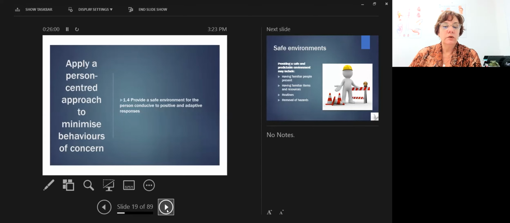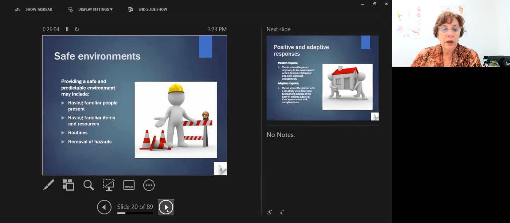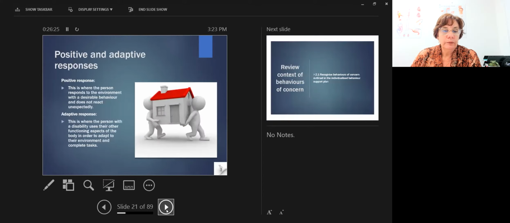So provide a safe environment for your person with cognitive disability, conducive to positive and adaptive responses. Safe environments mean having familiar people around, having familiar items that they are used to. Routines are important, but obviously if somebody hasn't had a good night, we need to have understanding and not force them to get up early, and remove hazards in their lives.